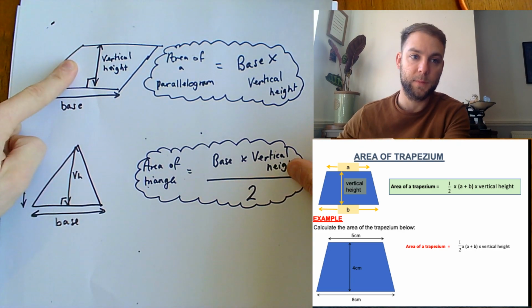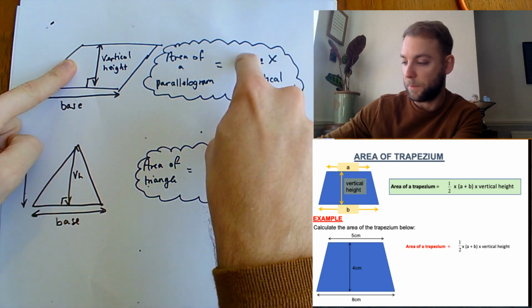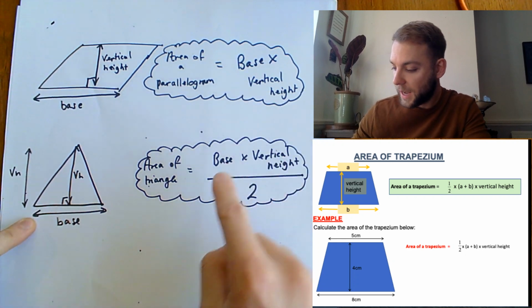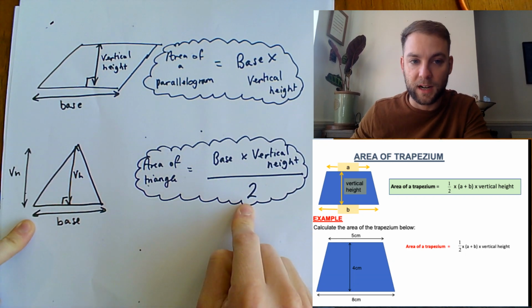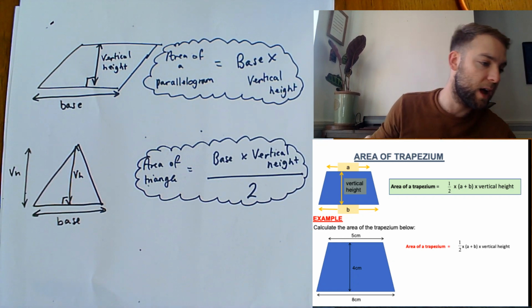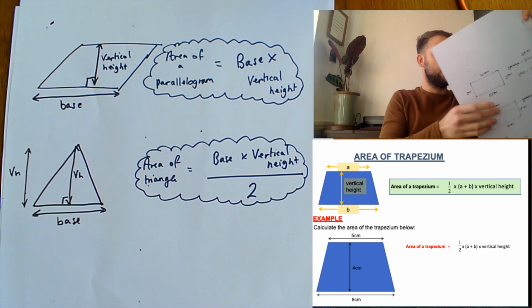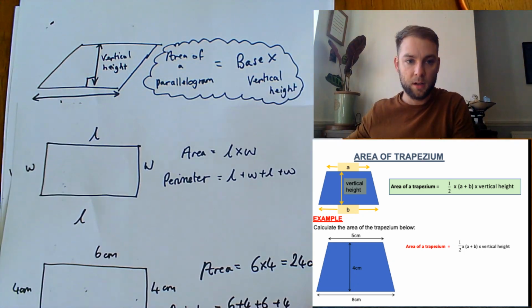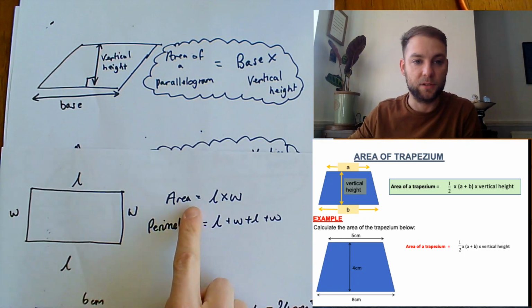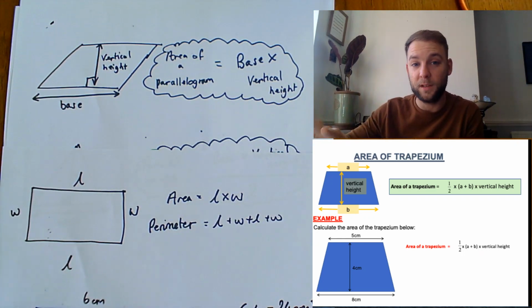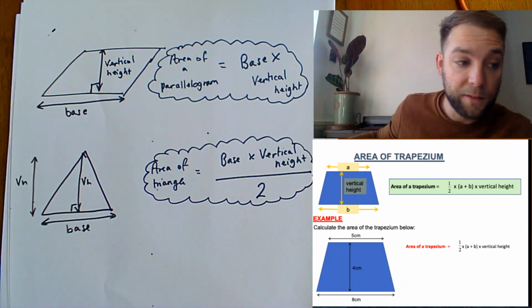So we've got our parallelograms, base times vertical height. We've got our triangles, which is base times vertical height divided by 2. We've got our squares, let's get that one back as well. Sorry, our rectangles, which in this case was area is equal to length times width. There's 3 formulas there that we've got to remember, and you do have to remember them.